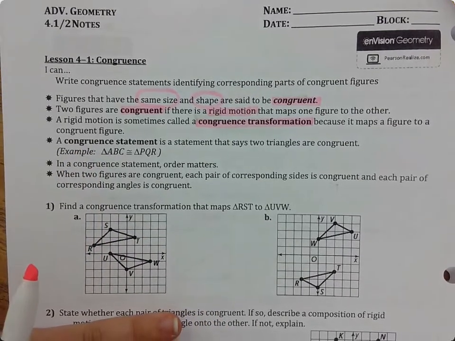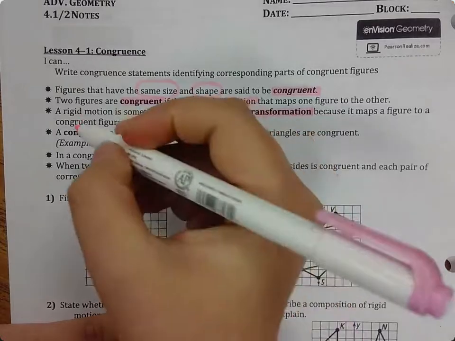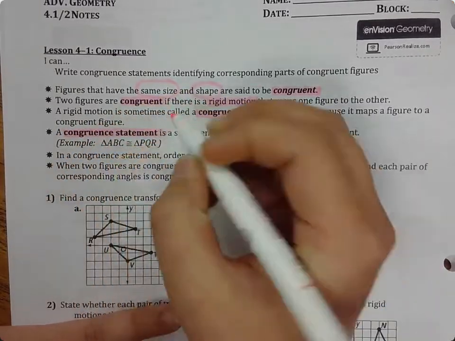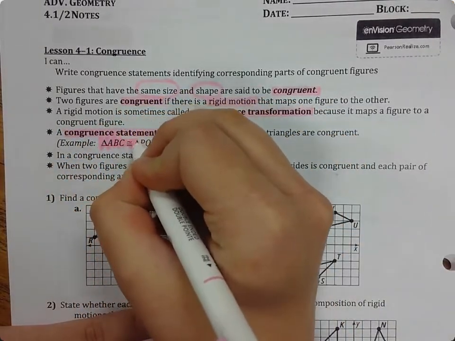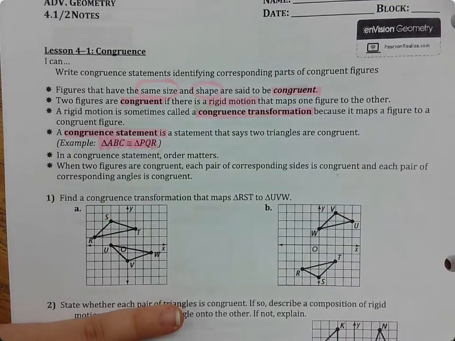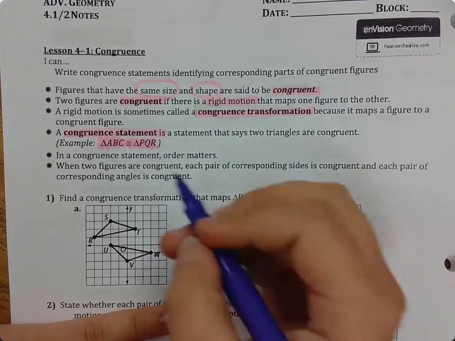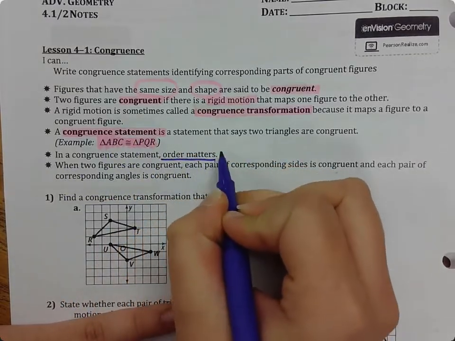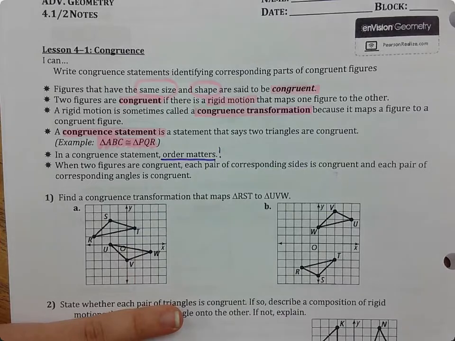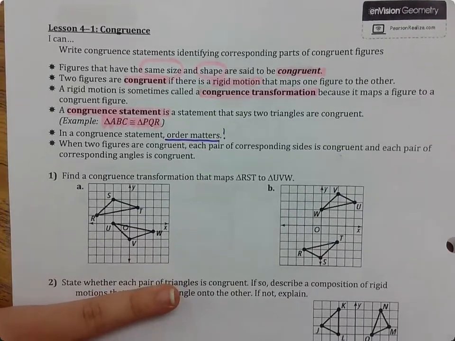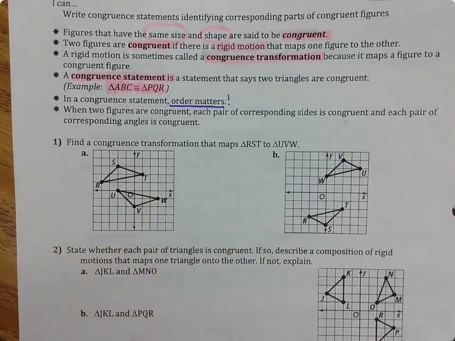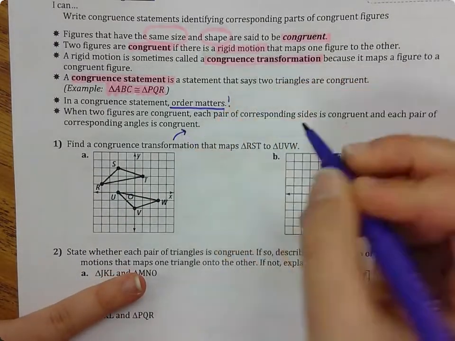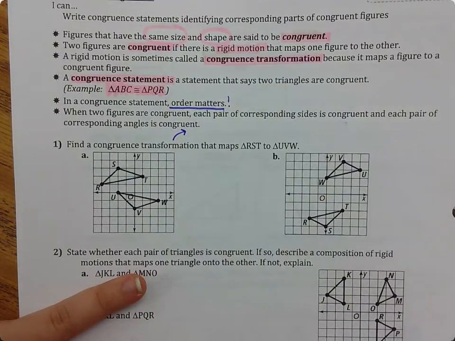And then kind of the new thing we're going to study today is a congruence statement. And so we've got an example of one right down here, and we're going to spend a lot of time looking at congruent statements in this video, but on the next page. So we'll kind of come back to this one, but just keep in mind that in a congruent statement, order matters. So we're going to take a look at example 1, part A and part B, and it's just asking us to find a congruence transformation that maps one figure onto the next.